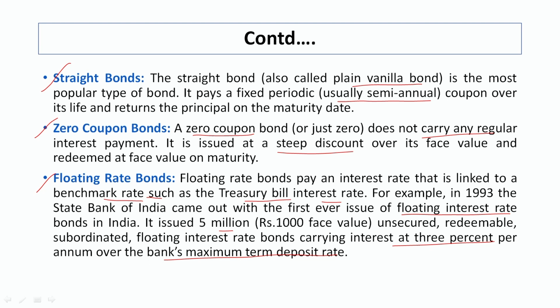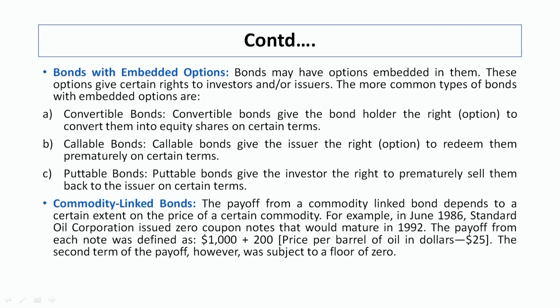Next comes the bond with embedded options. Embedded options means that in this type of bond there are certain options available to bond holders as well as bond issuers. They can use those options at the time of maturity or before the time of maturity.